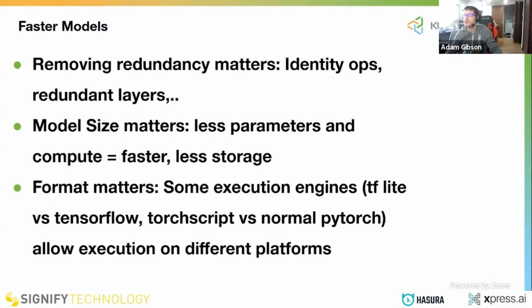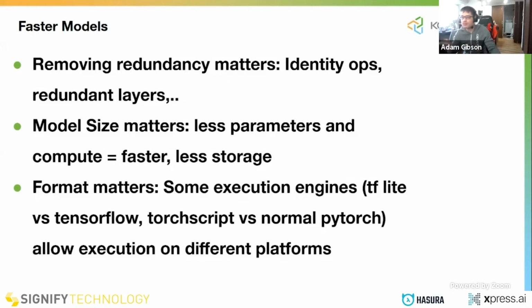As I mentioned, removing redundancy. Some execution platforms will try to work out the bare minimum: what's the minimum spanning tree of the operations I need to run in order to get to the necessary result? And if you can have fewer parameters, the better.